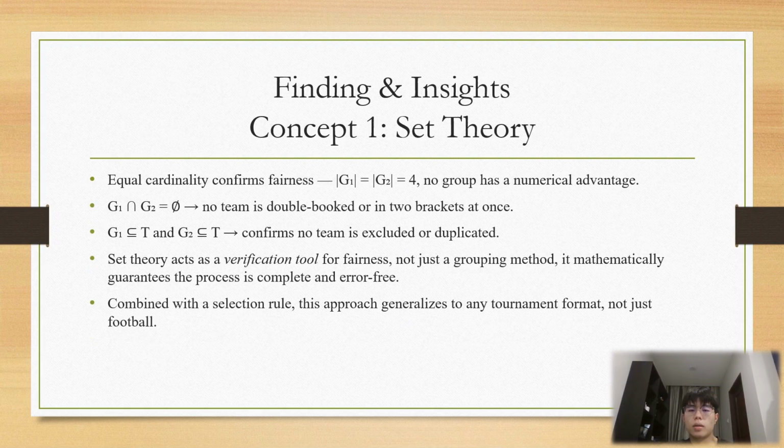Looking at our results, the set theory approach gave us more than just 2 groups. It gave us a mathematical guarantee of fairness. Because the cardinality of G1 equals the cardinality of G2, both groups carry an equal match load. Because G1 intersected with G2 is an empty set, we know no team was accidentally placed in both groups, which in a real tournament would mean no double booking. And because both subsets are contained in T, we have confirmed every one of the 8 teams was included exactly once. Nobody missed, nobody duplicated.